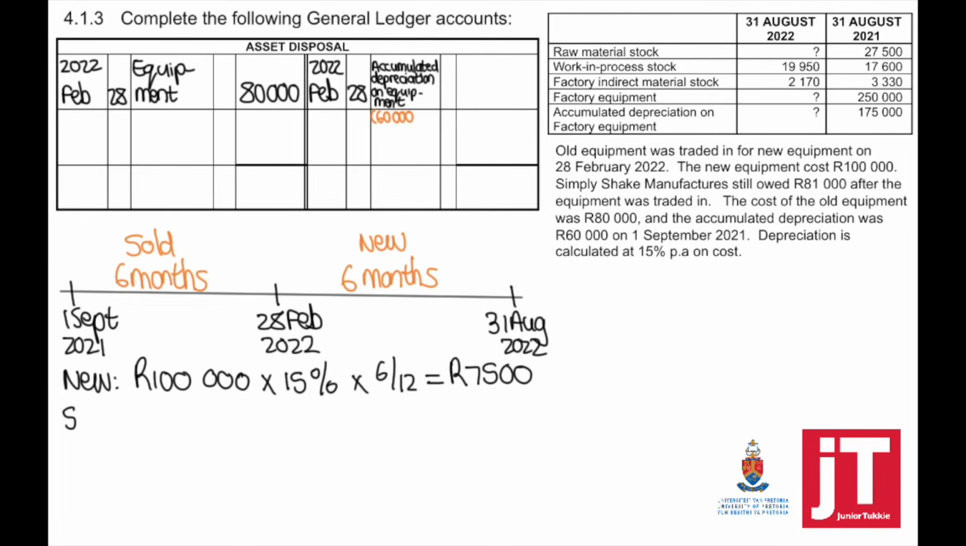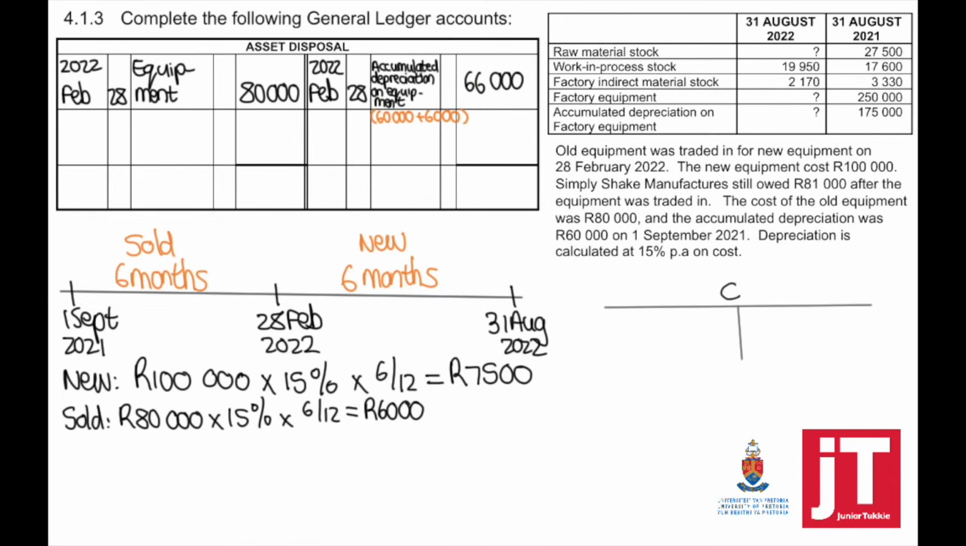So to calculate now the depreciation on what we've sold, to update it, we need to use the cost. So 80,000 times 15% times 6 divided by 12. That equals my depreciation on the asset which we've disposed of, from the beginning of the accounting period until the day that we sold it. So my total accumulated depreciation is 66,000.